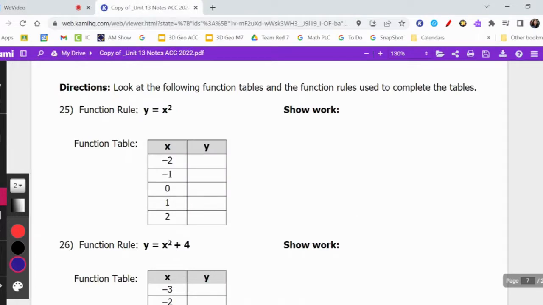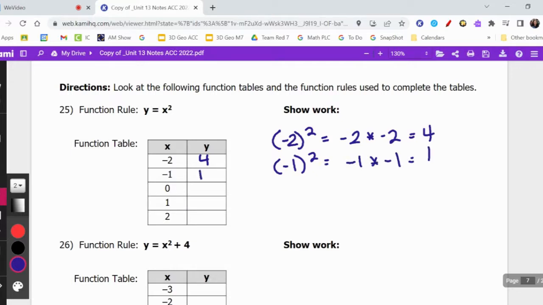All right, last page of this lesson. Look at the following function tables and the function rules used to complete the tables. If the function rule is y equals x squared and my first x is negative 2, I'm going to find out what negative 2 squared is. Keep in mind that is negative 2 times negative 2, which is a positive 4. Negative 1 squared is negative 1 times negative 1, which is a positive 1. 0 squared is 0 times 0, which is 0. 1 squared is 1. And 2 squared is 4.